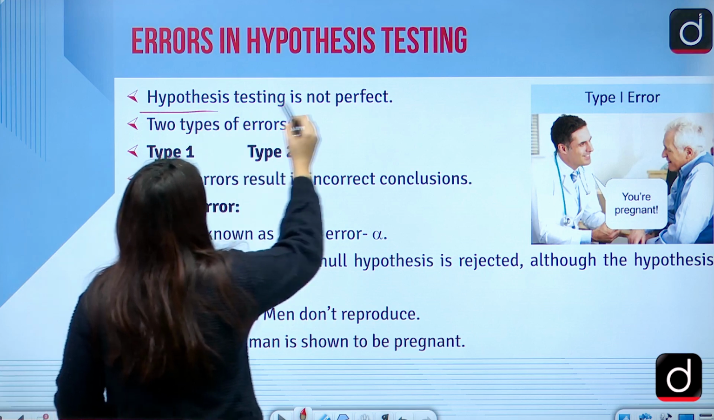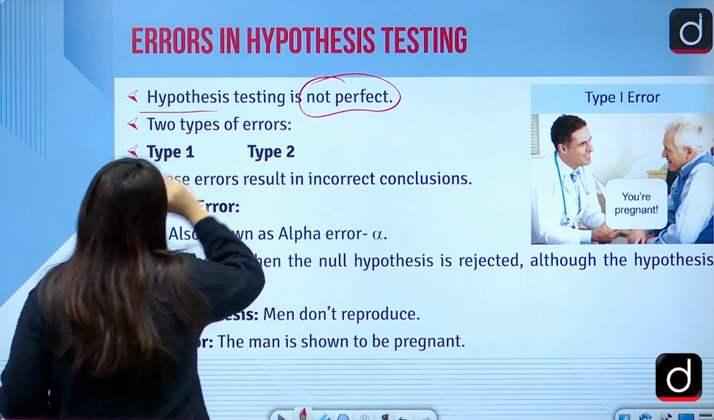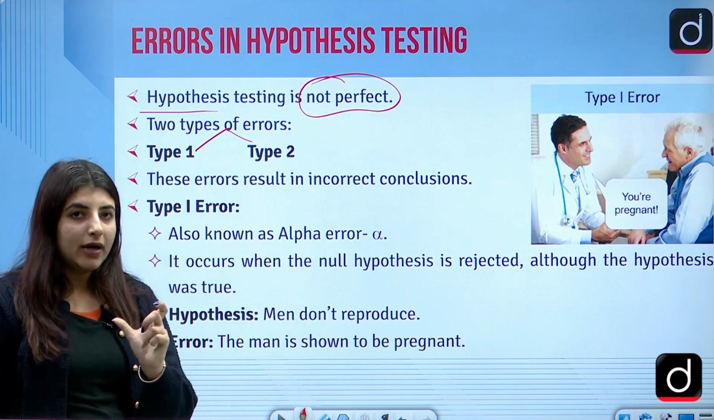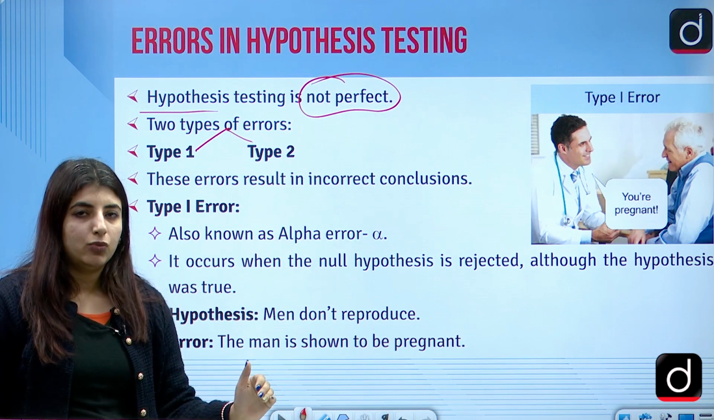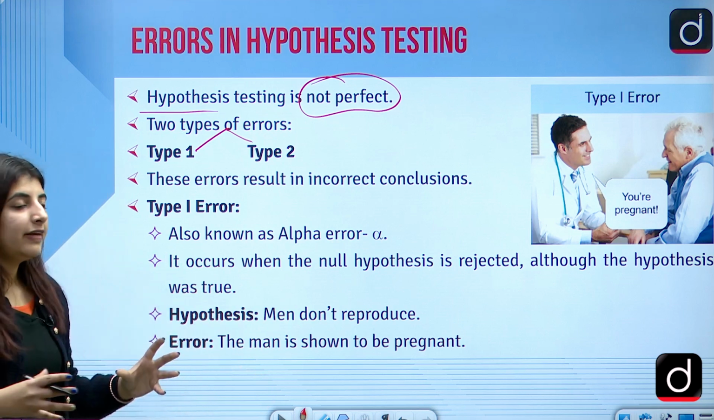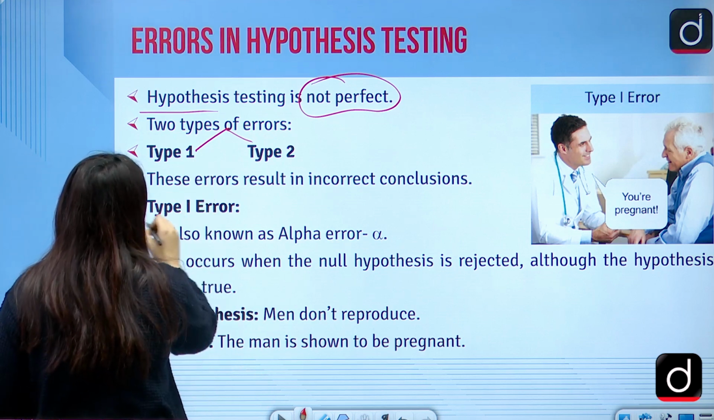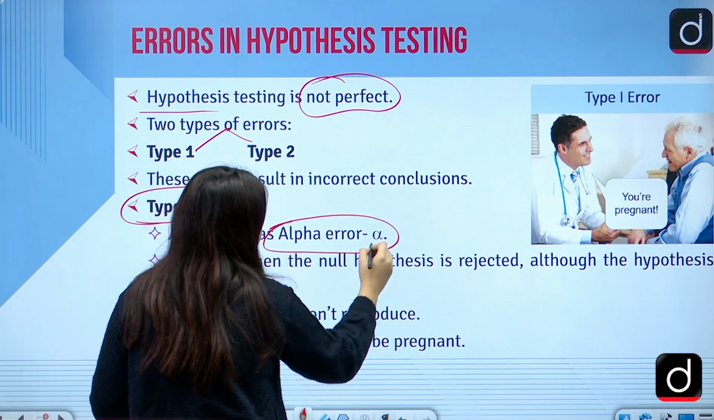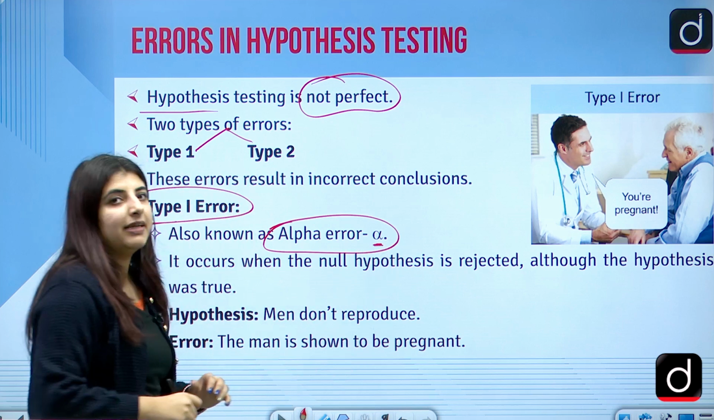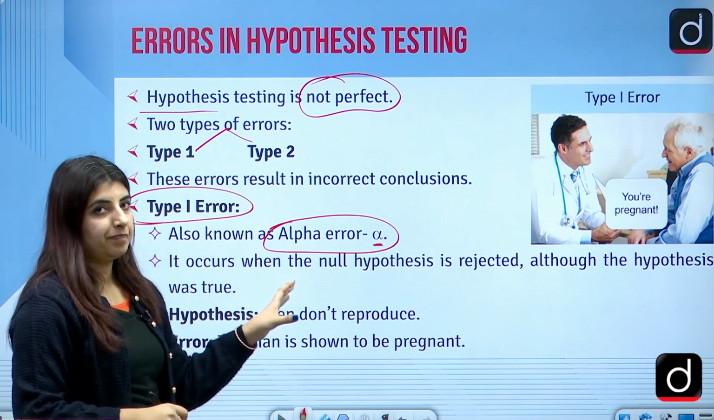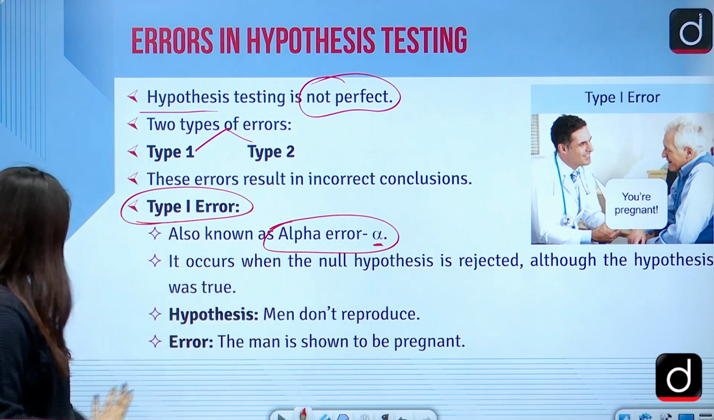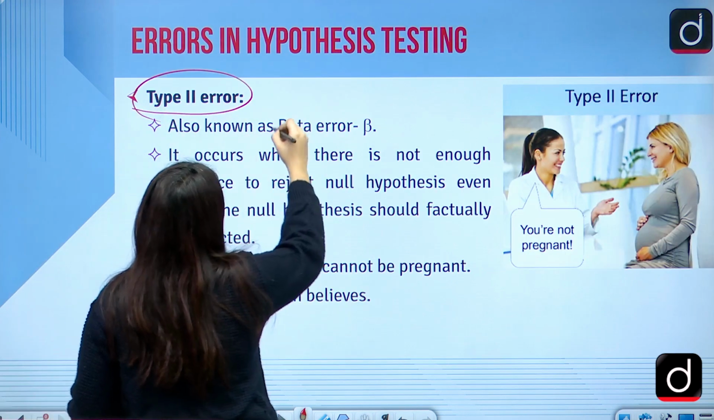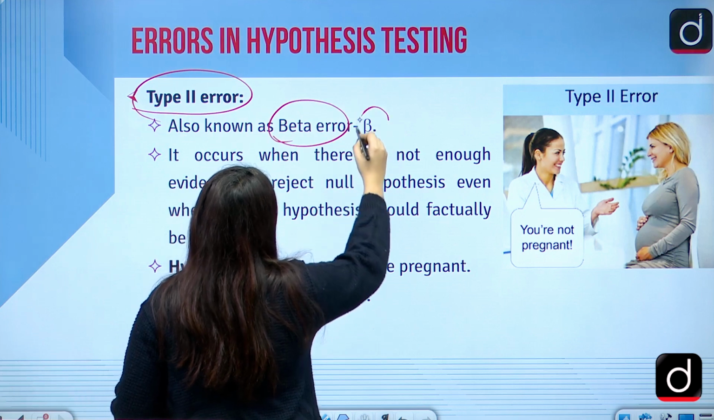Hypothesis testing, as I told you, is not perfect. So, we talk about two types of errors, which are type 1 and type 2. They have alternative names as well. Type 1 error is also known as alpha error and is represented by the symbol alpha. On the other hand, type 2 error is known as beta error and is represented by the beta symbol.